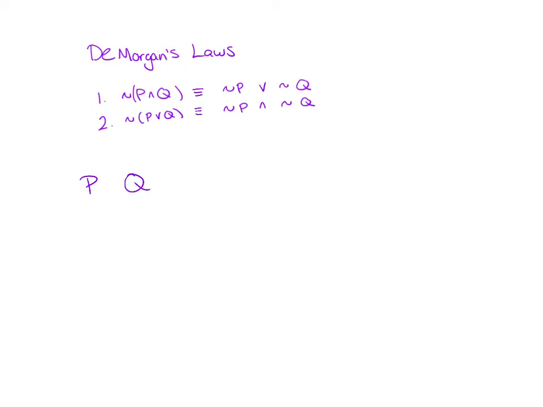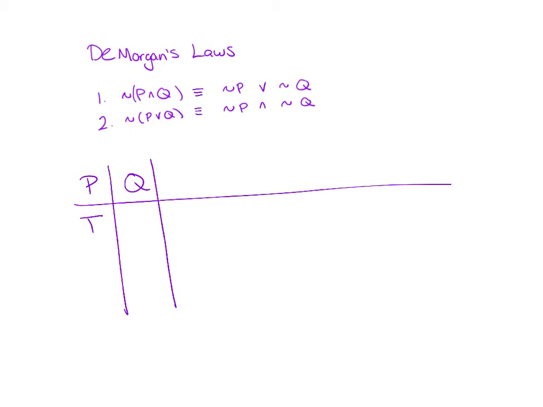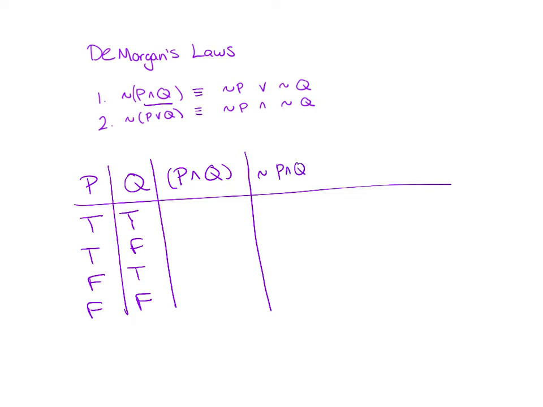Again, I'm going to have my P and Q. I'll draw all those possible combinations of inputs, my nice pattern that I like to use. And then I'm going to break this down. So I have both a P and Q. And then we'll have a not P and Q.